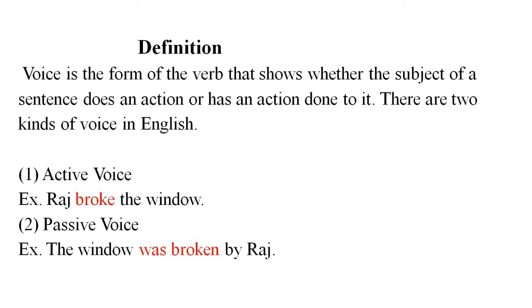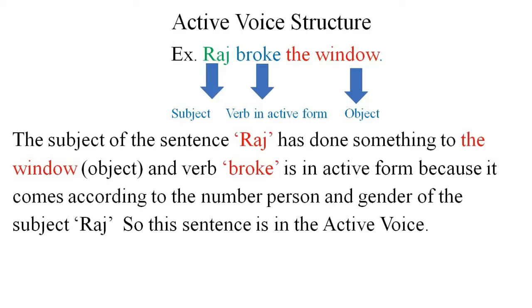Dear student, as you have seen here, active voice and passive voice. Let's study in detail one by one. Active voice structure. Dear student, observe these examples here. Raj is subject, broke is verb in active form, the window is object of the sentence. The subject of the sentence Raj has done something to the window, that is object, and the verb broke is in active form because it comes according to the number, person, and gender of the subject Raj. So this sentence is in active voice.